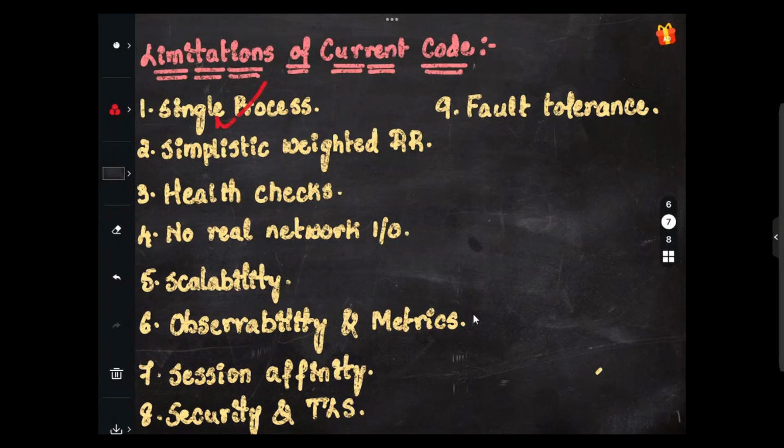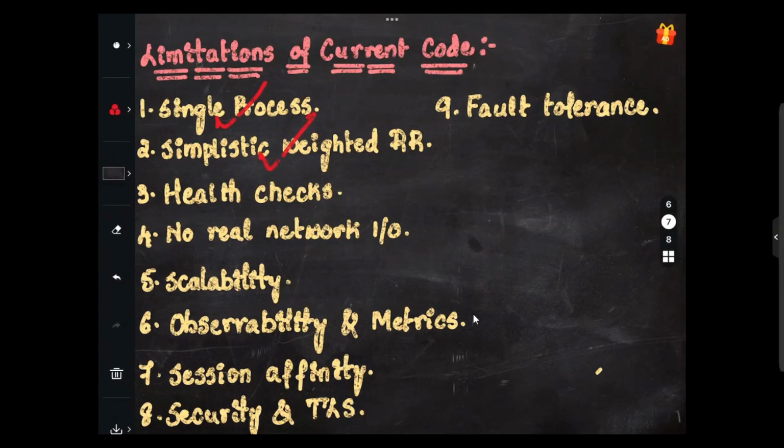The second one is simplistic weighted RR. In this case we are making use of list expansion that is capped at 10. This is very inefficient for high weights or many servers. It's better to implement smooth weighted round robin, or arithmetic based weighted round robin. Next, let's move on to the third one, the health check.